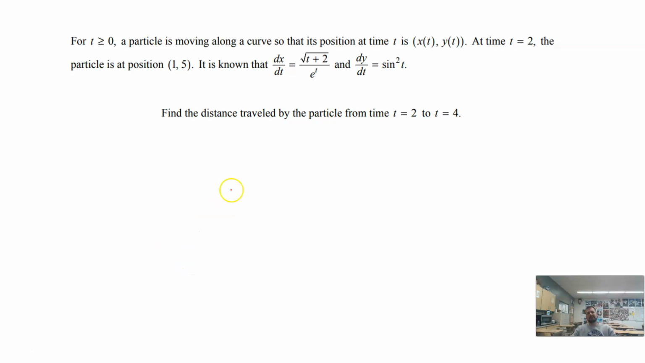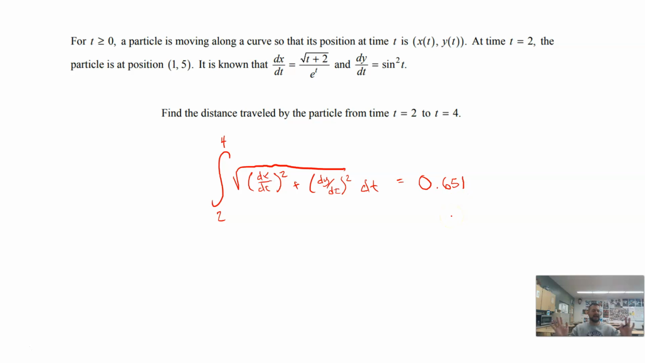Letter D, I want the total distance traveled from time t = 2 to t = 4. When we do that, it's just the integral of our speed equation. So I'm just going to have dx/dt squared, and I can type that in, plus dy/dt squared. That is our speed formula. When we do the integral of that, then that gives us the total distance traveled from t = 2 to t = 4. You put that in, you get 0.0651.